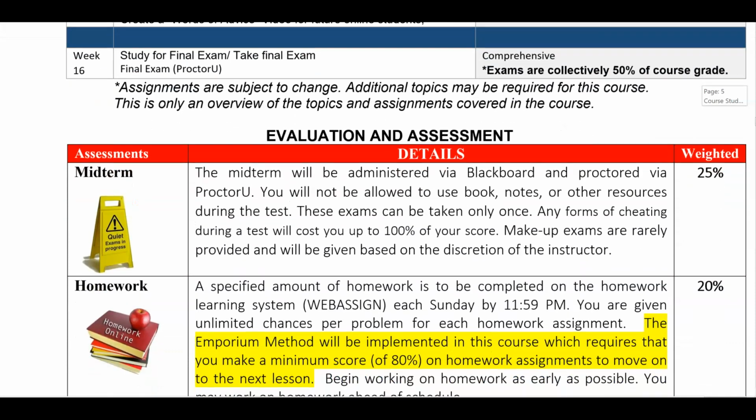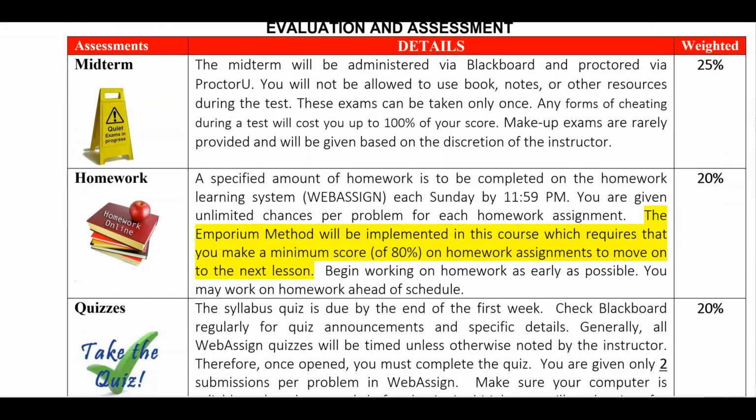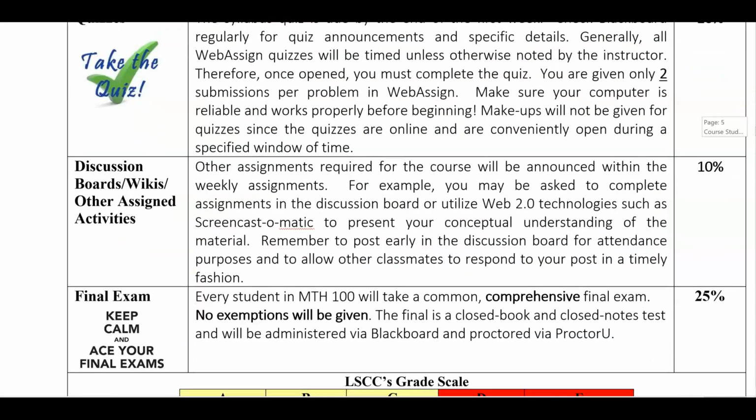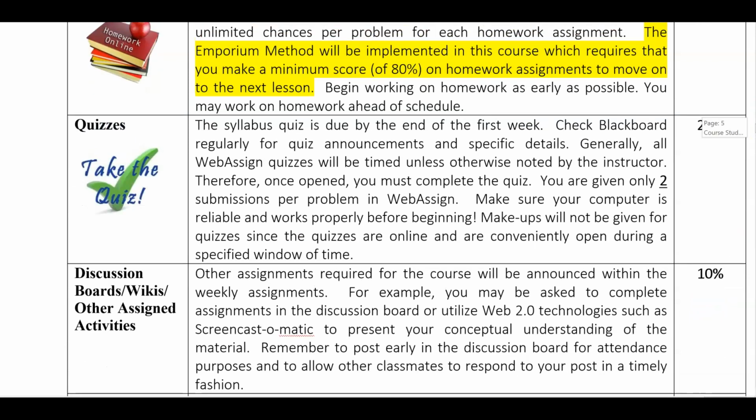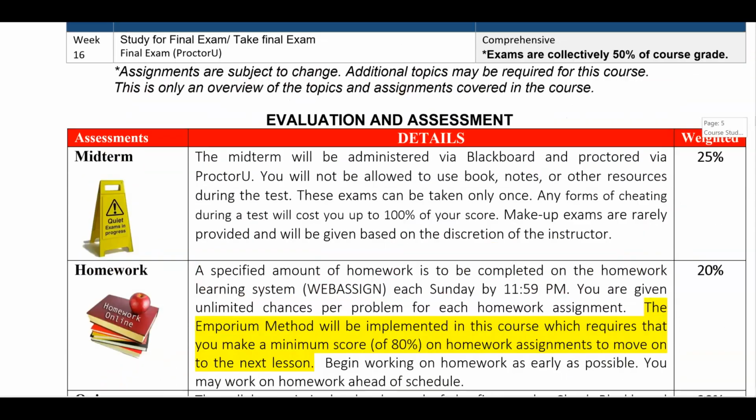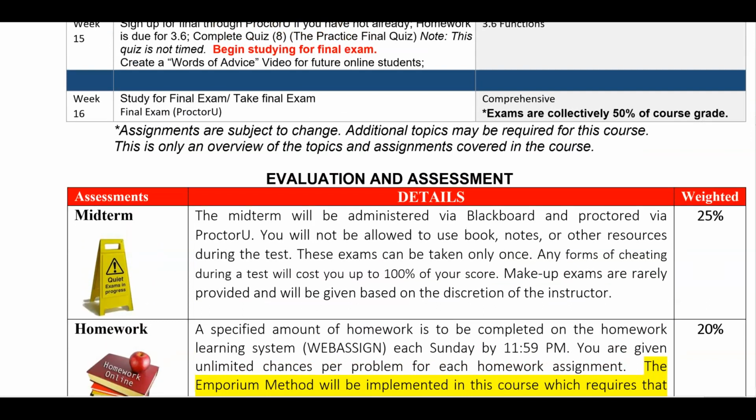Evaluation and assessment. There will be 2 major exams in the course. There will be a midterm exam, which is worth 25% of your grade, and there will also be a final exam, which is worth 25% of your grade. So together, the midterm and final exam is weighted half of your grade, 50% of your grade.